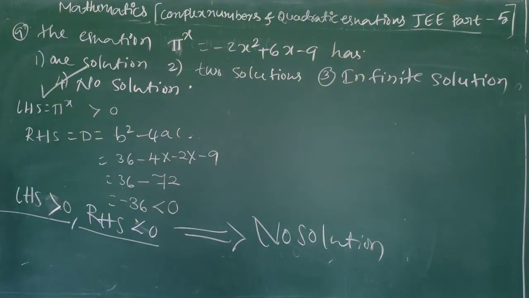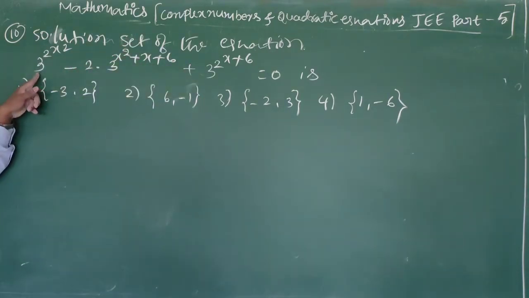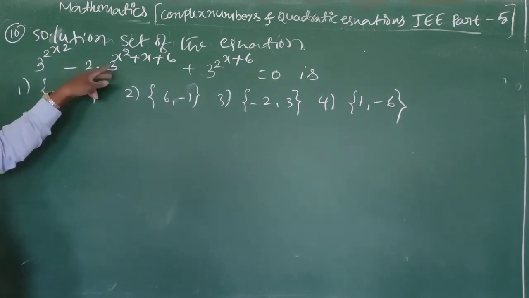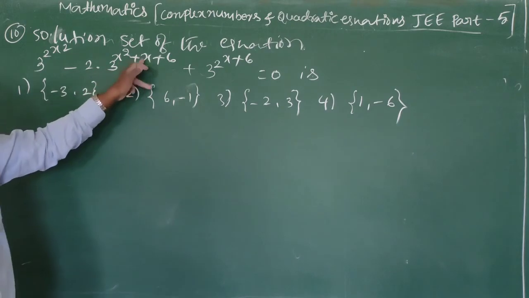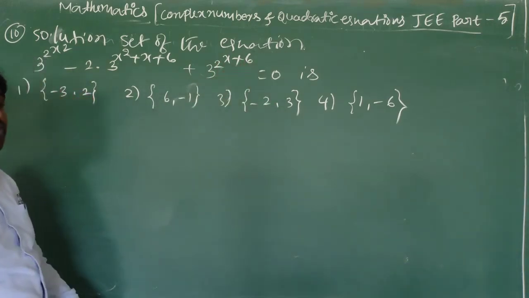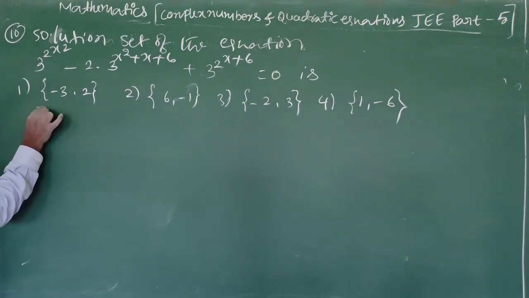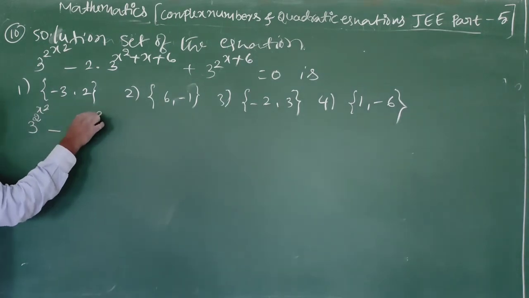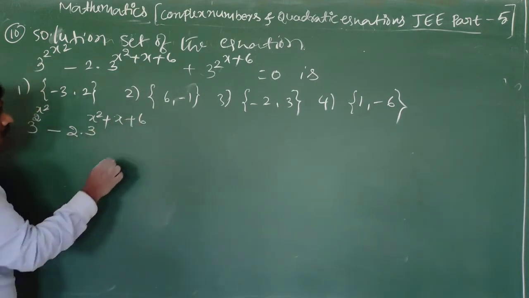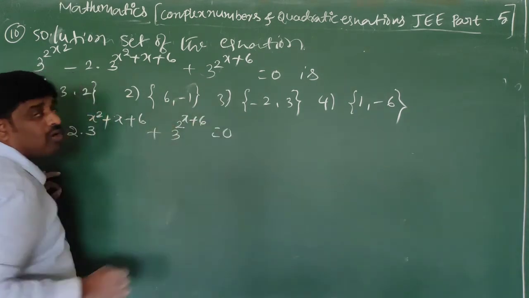That is which option? Fourth option. Next question: the solution set of the equation 3 to the power of 2x square minus 2 into 3 to the power of x square plus x plus 6, plus 3 to the power of 2x plus 6 is equal to 0. Then the roots are? So dear children, don't get confused by the powers.